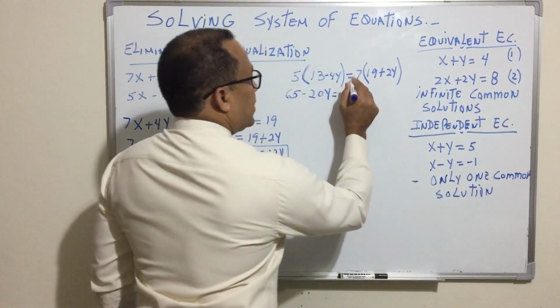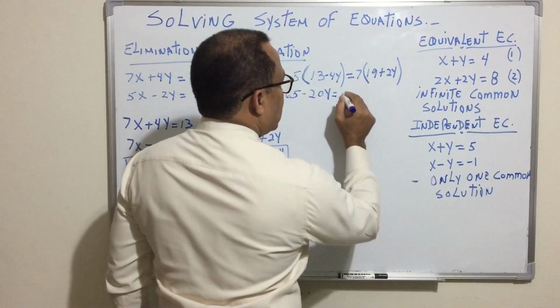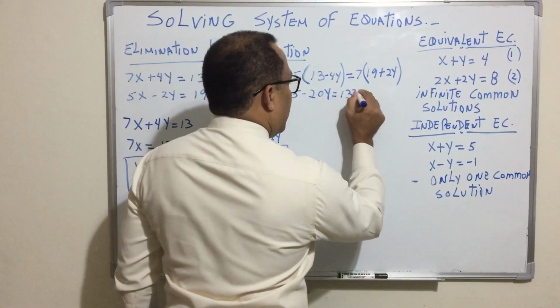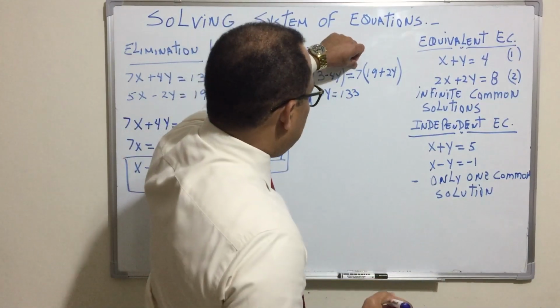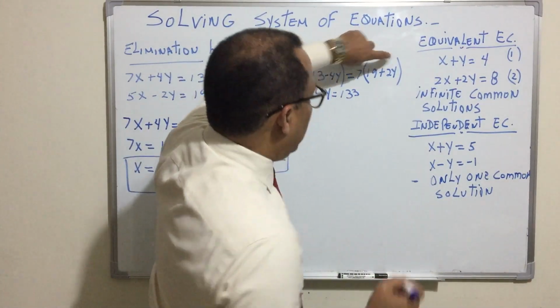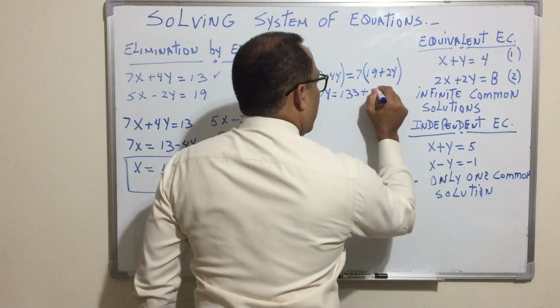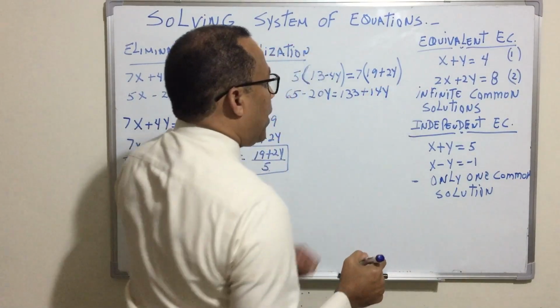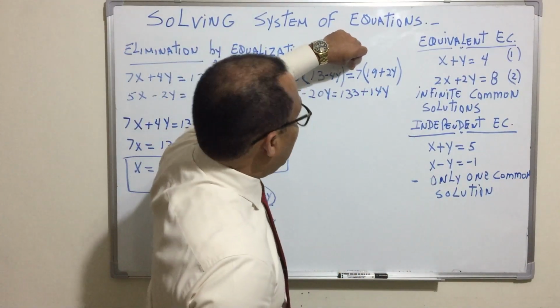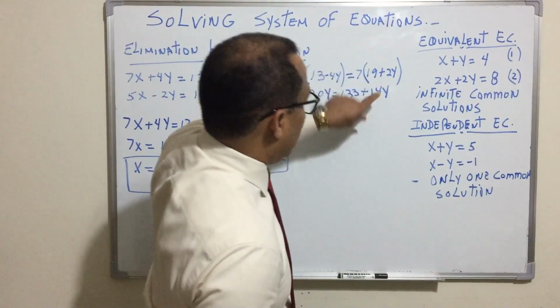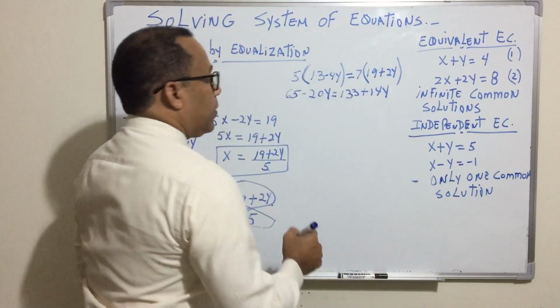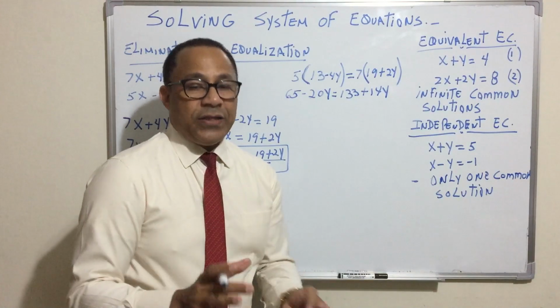Equals 7 times 19 is 133. And 7 times 2y is positive 14y. Why positive? Because positive times positive is positive. And now I'm going to put the like terms together.